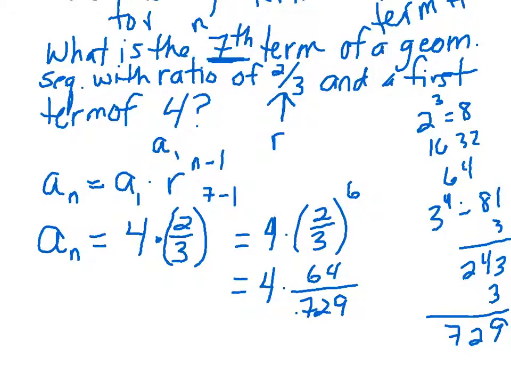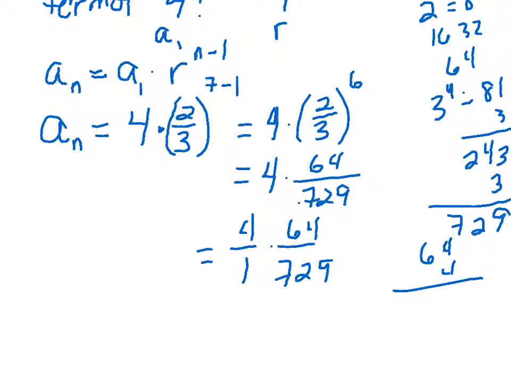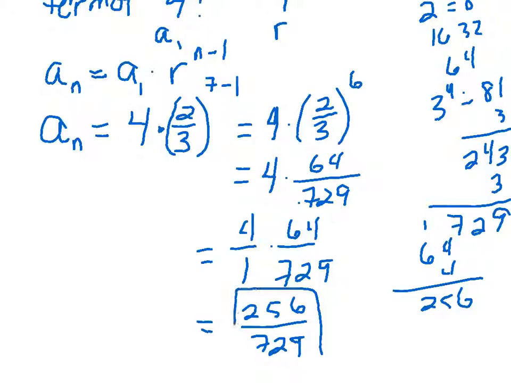Finally, what I need to do is multiply. I'm going to scroll up just a little bit so I can write it the way I want to. I can change that 4 to a fraction, 4 over 1. So now, just to remind you, how do we multiply fractions? Tops times tops and bottoms times bottoms. So 4 times 64, I don't know that off the top of my head either. 4 times 4 is 16. 24, 256. So we have 256 over 729. That's going to be your final answer.